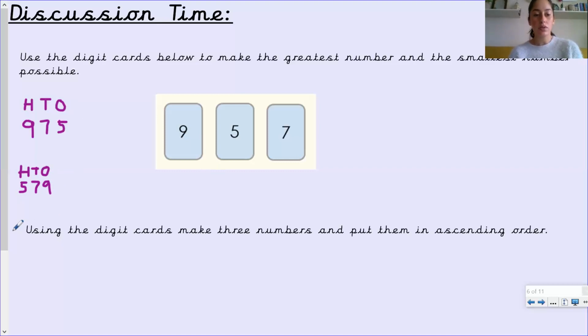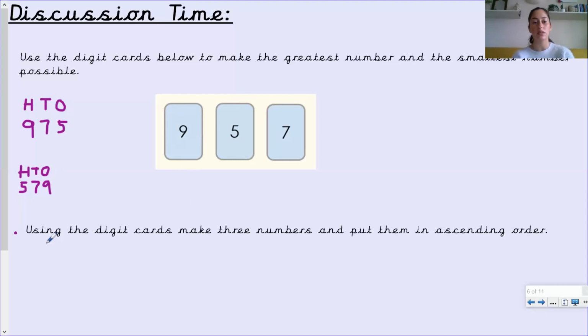The next part, pause the video and have a go at doing this yourself. Using the digit cards, make 3 numbers and put them in ascending order. You can use these 2 numbers that we've already made and make a third one, or have a go at making your own numbers, but only by using these 3 digits. And you're only allowed to use each digit once. So you can't repeat the same digit in your hundreds, tens, and ones.